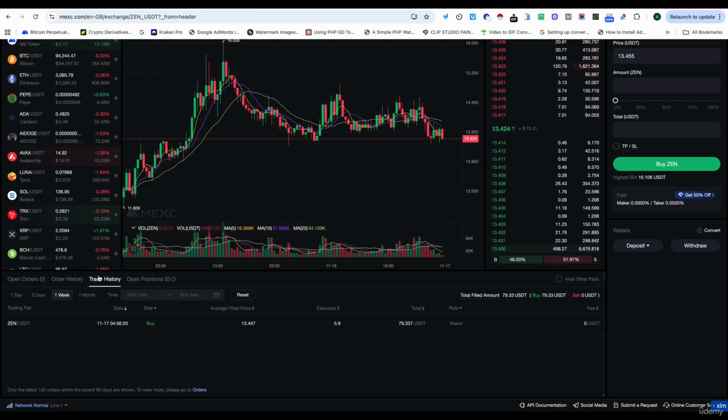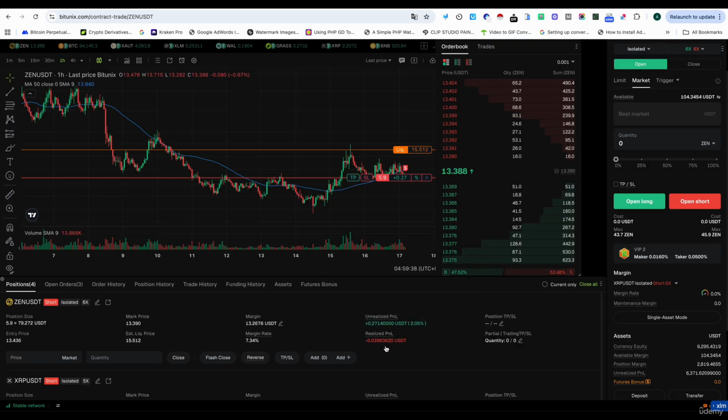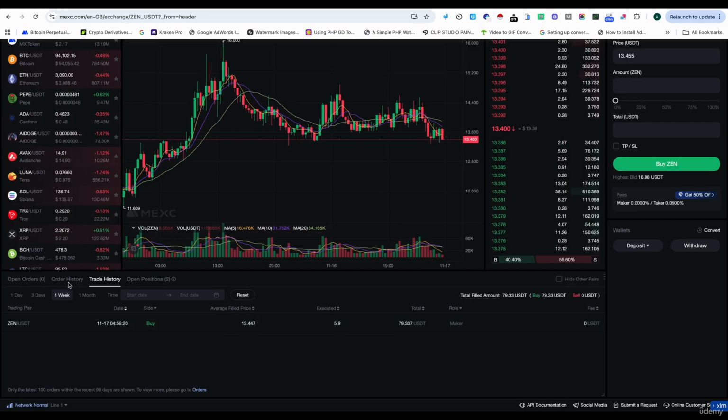Make sure the spot side used the maker fee and the future side used the taker fee as expected. Next, go to your open positions page and look at the unrealized profit and loss on both exchanges. If your arbitrage setup is correct, the profit and loss should offset each other. They may not cancel out perfectly to zero, but the amounts should be proportional.